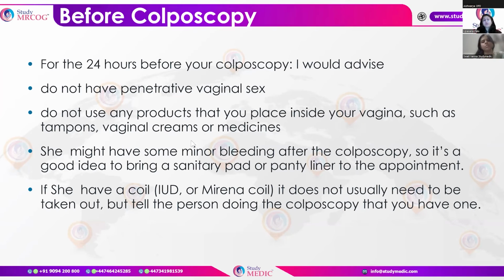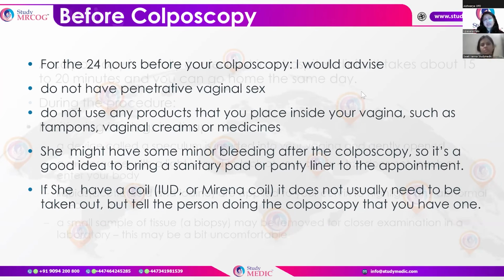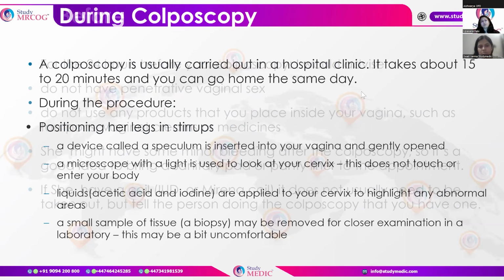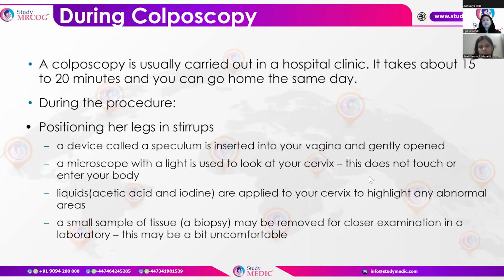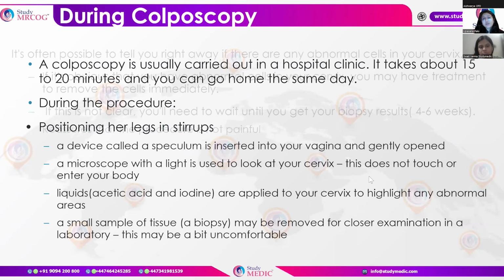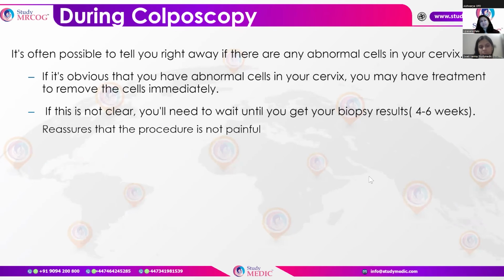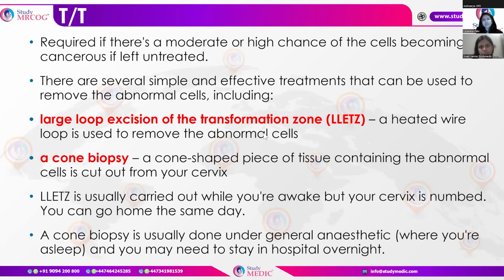And during colposcopy, the way it is done, placing the legs in the stirrups, putting on the microscope, putting in the speculum, and yes, there are two options. They can straight away go for a biopsy or they can go for a LEDS or a cone biopsy. The LEDS procedure, we can do it under local anesthesia. Cone biopsy usually requires general anesthesia because of a high risk of bleeding.